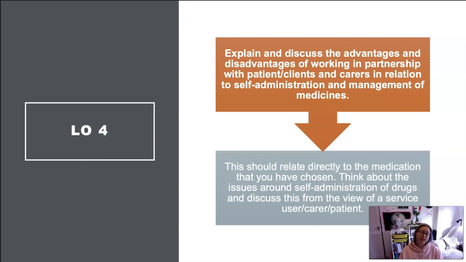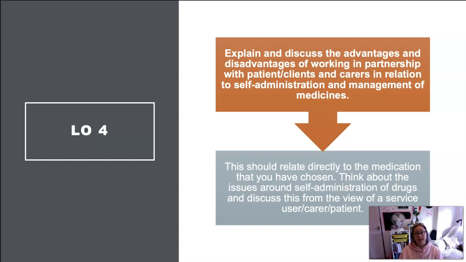Learning outcome 4 is the last learning outcome for this assignment, and this is asking you to explain and discuss the advantages and disadvantages of working in partnership with a patient, client or carers in relation to self-administration and management of medicines. So again, this needs to relate directly to the medication that you've chosen, and I want you to think about issues around self-administration of medications and look at this from the view of a service user, carer, patient, whoever might be dealing with or managing that medication.